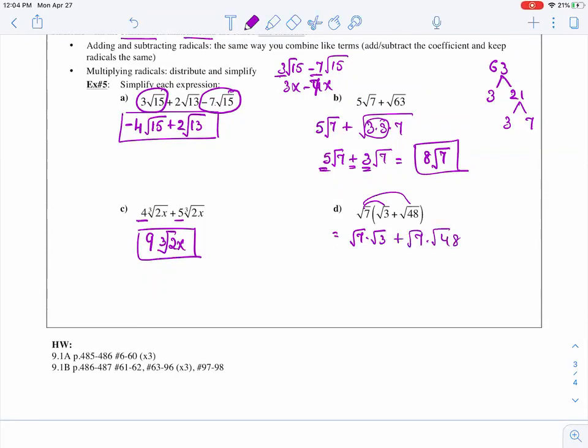Like this. Now we can put them together in one of them. So that's 21. What is 7 times 48? 336. Time to pull out the calculator. Okay, no, that's correct.